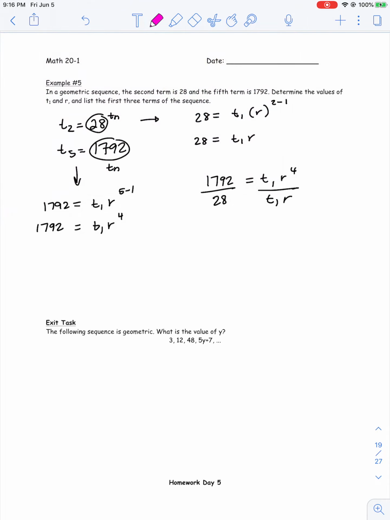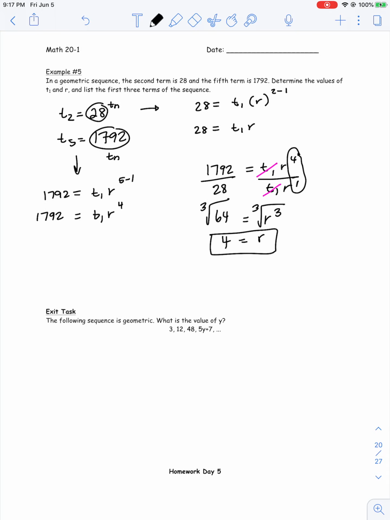The reason I'm doing that is because if you do this properly, you'll notice that the term 1s will cross each other off because of division. And then we'll also notice that r to the 4 divided by r to the 1, if you don't see it, there's a 1, will actually become r cubed because you can subtract the powers. So 4 minus 1 is 3. And then 1792 divided by 28 equals 64. So our last step would be to cube root both sides, and that gives us an r value of 4.